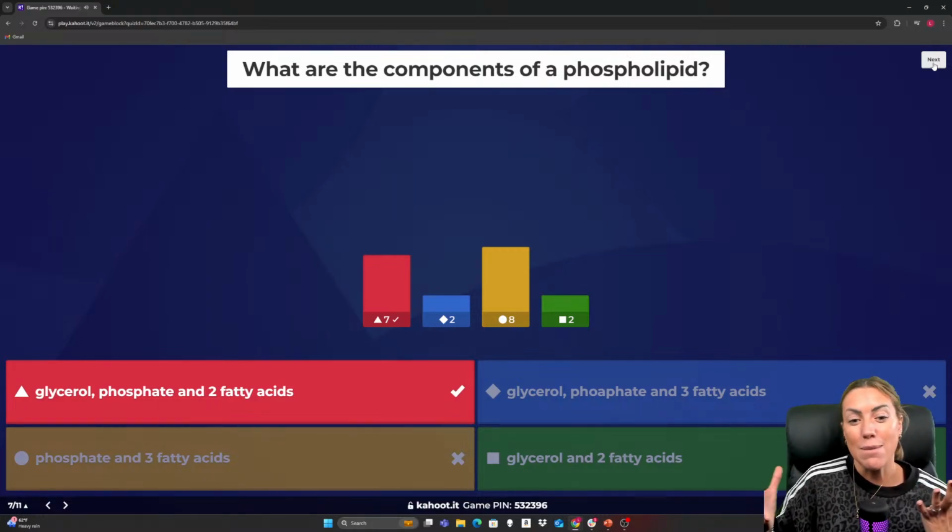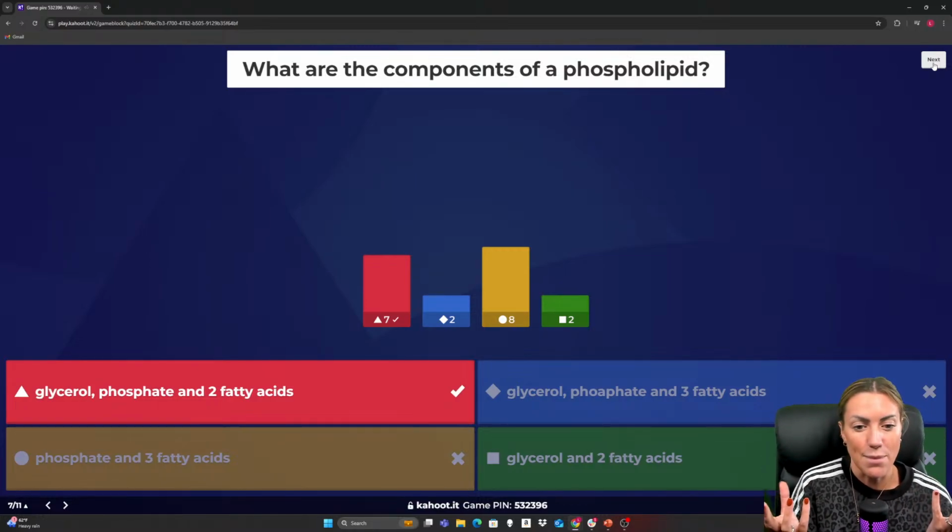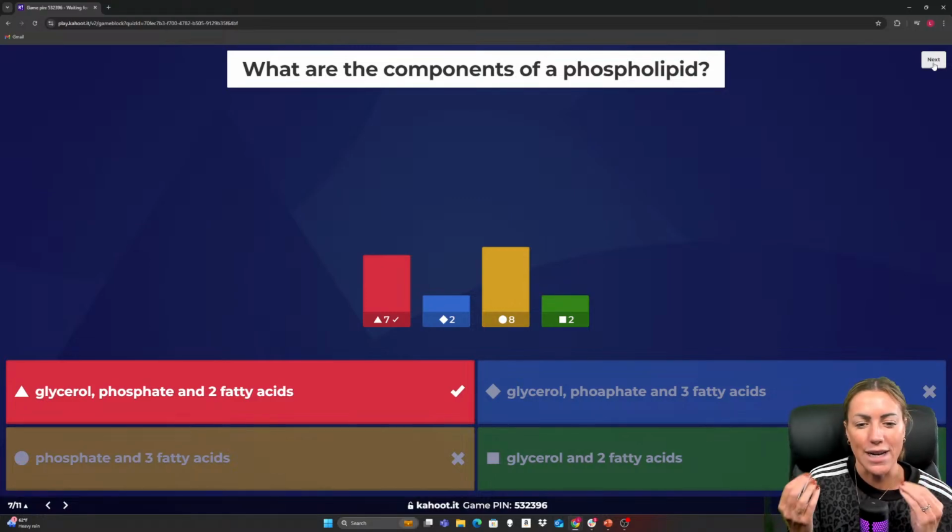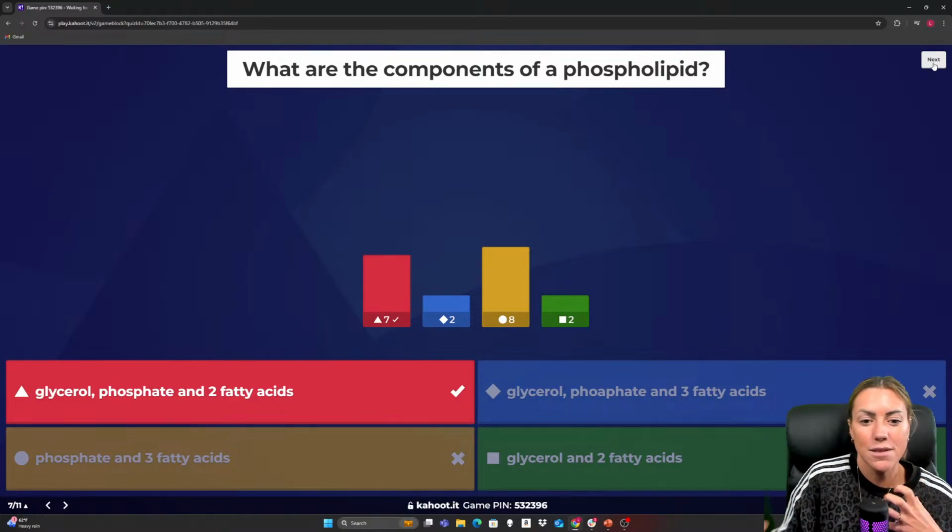Yeah, so a phospholipid, which is a type of lipid, a type of fat that makes up the cell membrane, has glycerol with a phosphate group attached to it and then 2 fatty acids. So we call it the head and the tails, but the head is glycerol and phosphate and then 2 fatty acid tails.